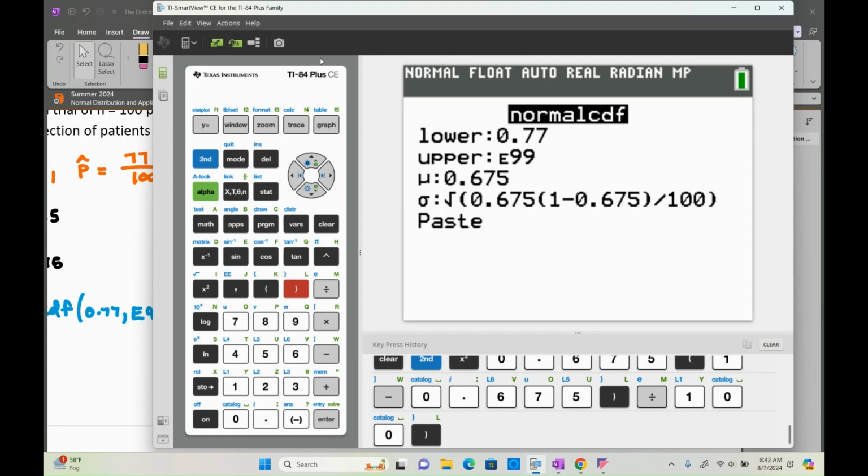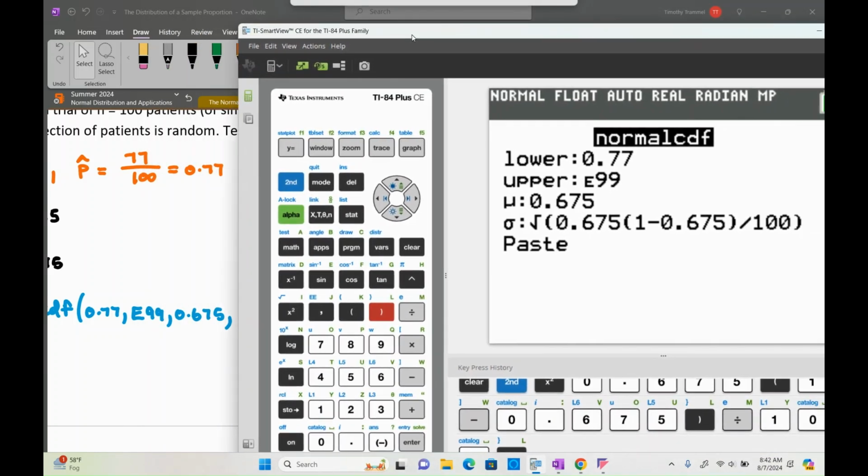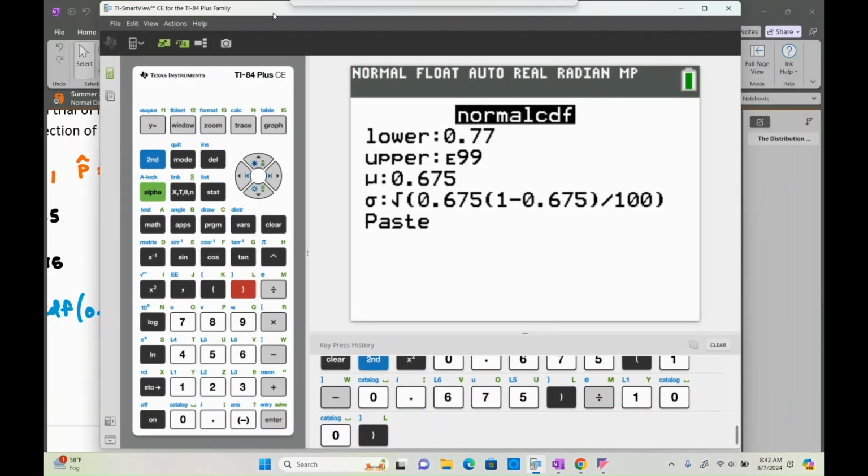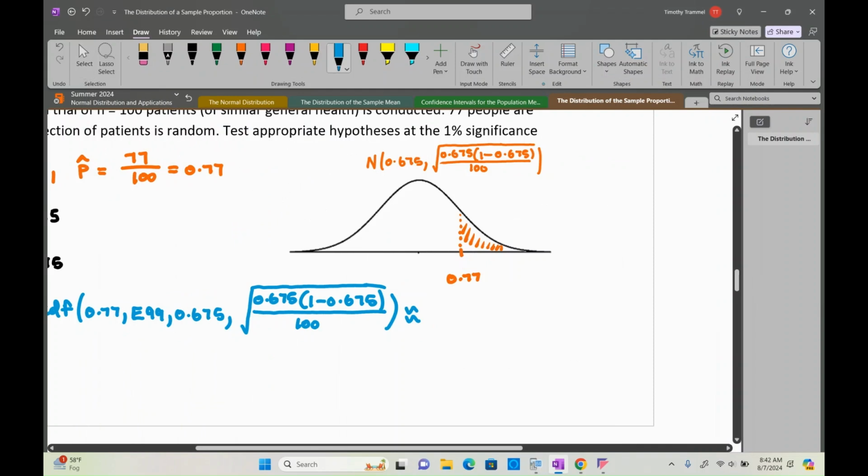All right, and let me just make sure that this all looks good here. All right, let's go ahead and paste. And so we're getting about a 0.02. Let's go record that. And what you might note here is we have our level of significance right here. So it's 0.01.